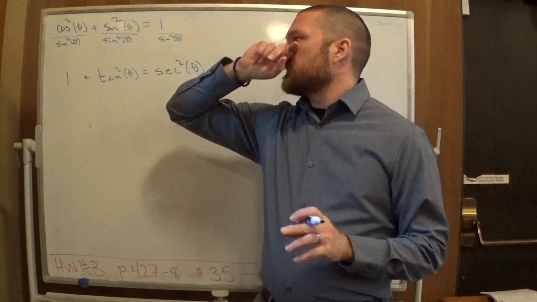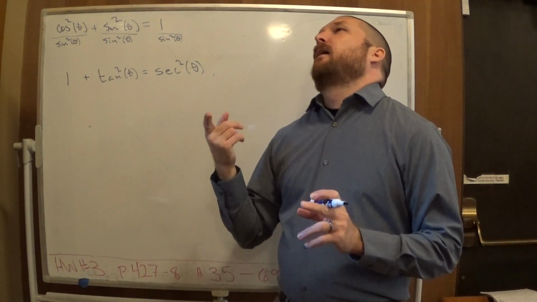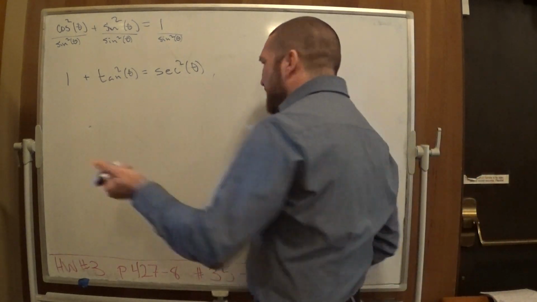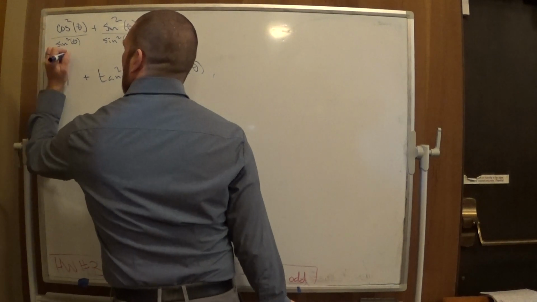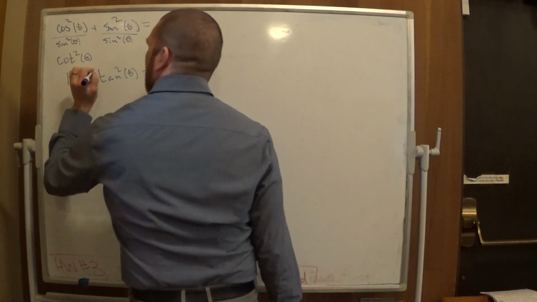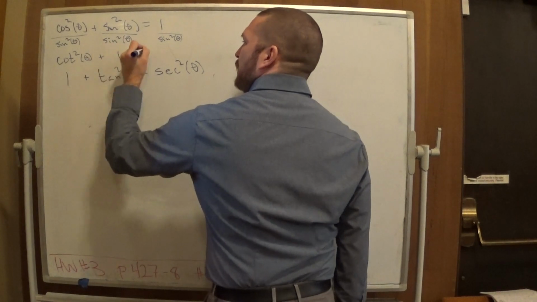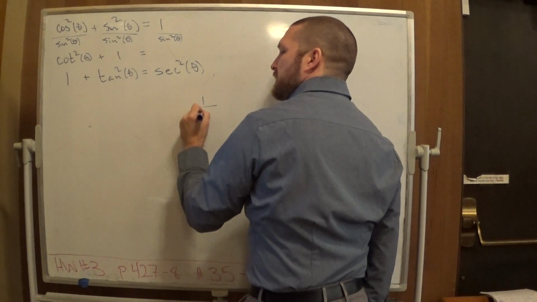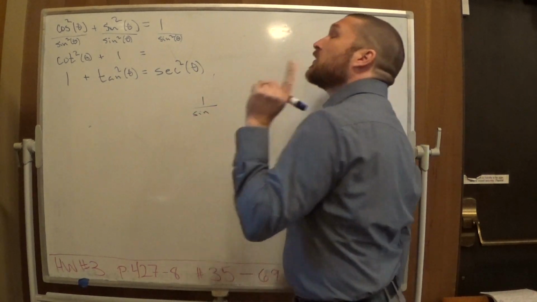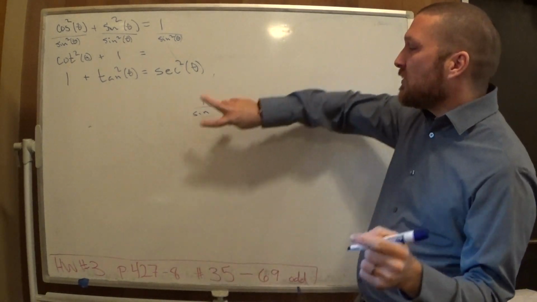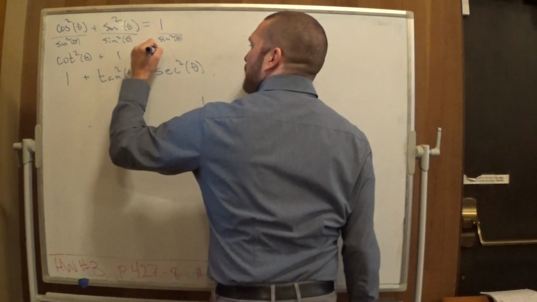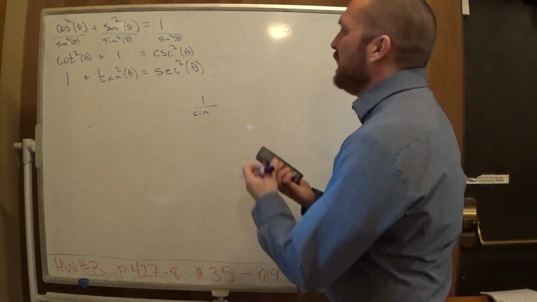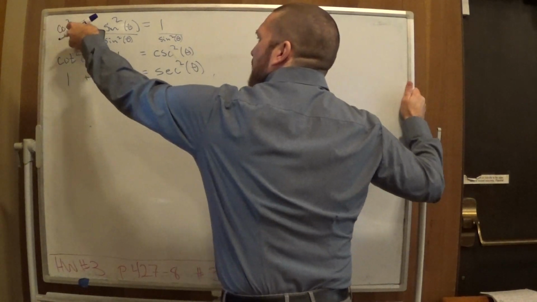Wait, cosine over sine is? Oh, cotangent. It's the reciprocal of tangent. So we have cotangent squared theta plus 1. What's 1 over sine? Secant? Wait, cosecant. So that must be cosecant squared. Cosecant squared.